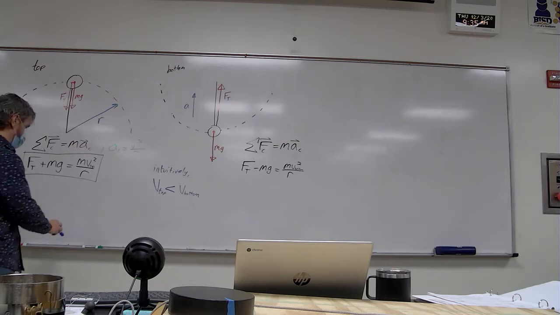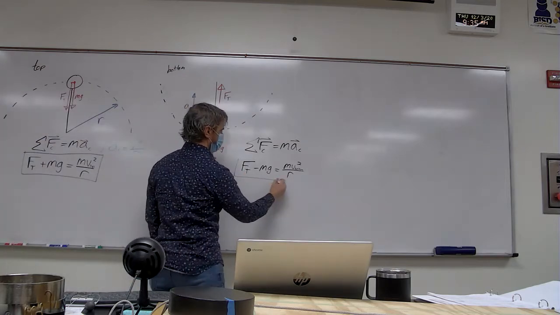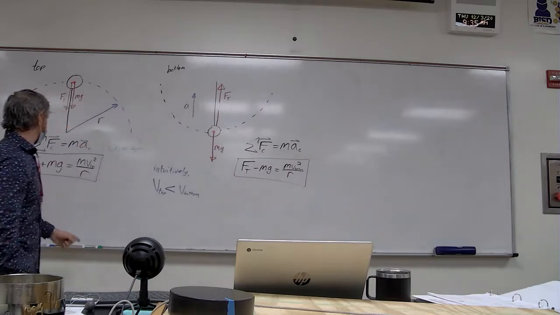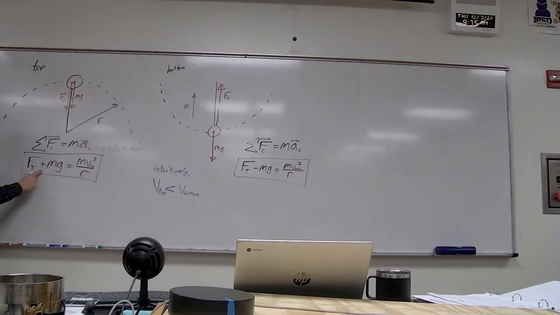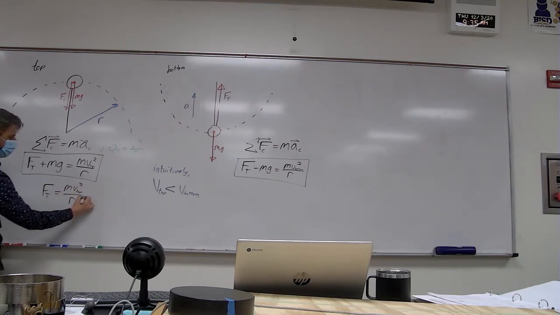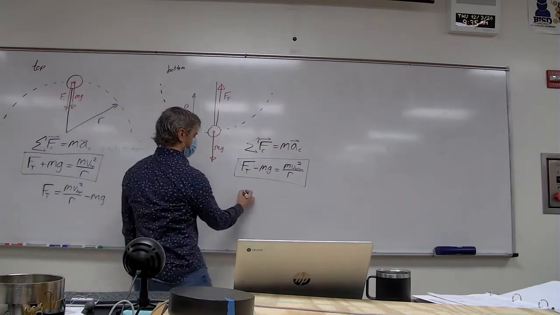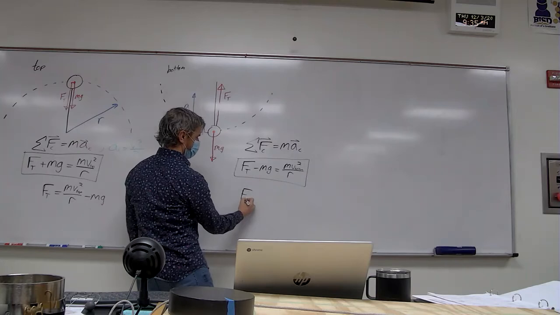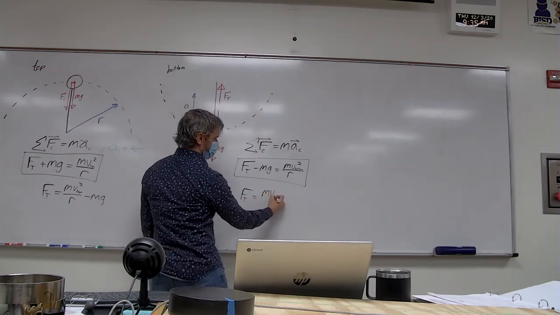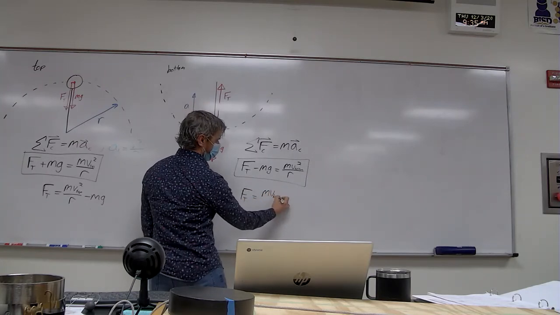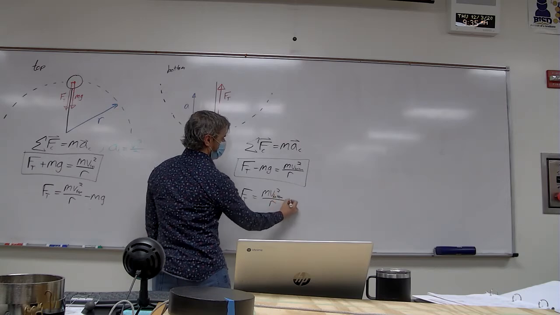Not only that, to be consistent here, what about the tension? If I want to calculate the tension here, I've got to subtract mg from both sides, right? So if I calculate the tension at the top, I get mv squared, where that is the velocity at the top, minus mg. I want to solve for the tension at the bottom, I add mg to both sides. So I get the tension is the mass times the speed at the bottom squared divided by r plus mg.